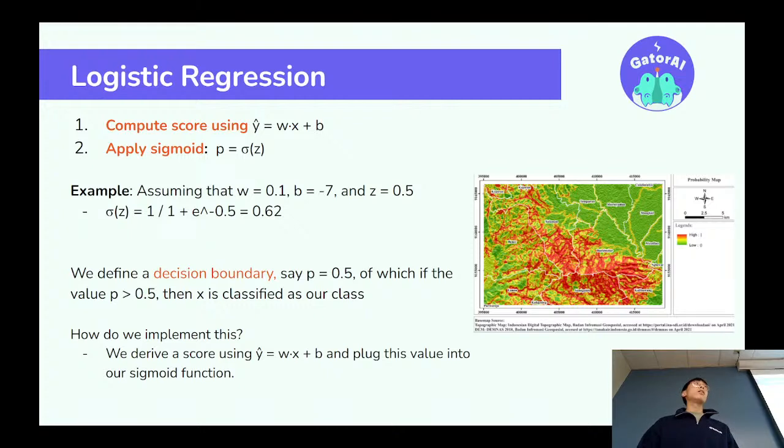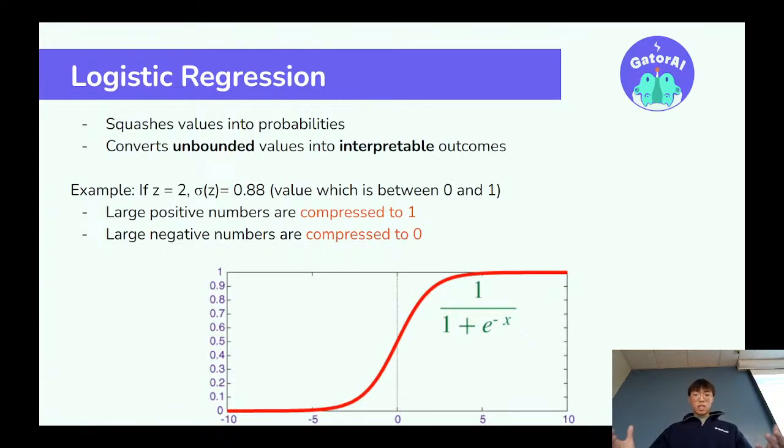How do we implement this? We derive a score using y hat equals w dot x plus b, and we plug this value into our sigmoid function. You can see our sigmoid function graph here. It squashes the values into a probability between 0 and 1, converting unbounded values into the outcome that we're trying to get, which is whether this is a part of our class or not.